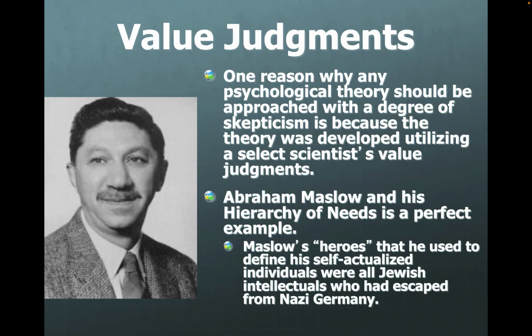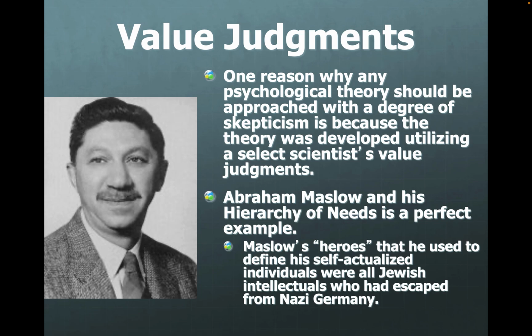Abraham Maslow and his hierarchy of needs is a perfect example. Maslow's heroes that he used to define his self-actualized individuals were all Jewish intellectuals who had escaped from Nazi Germany. So he put together this concept of the hierarchy of needs. We talk about it in social work. We talk about it in psychology. We talk about it in social psychology.